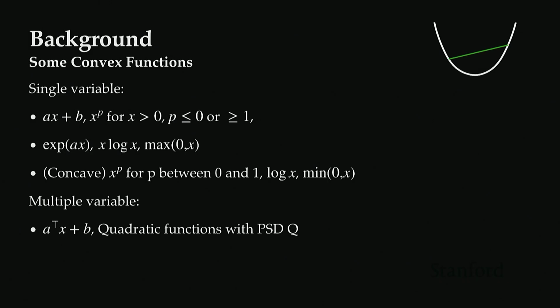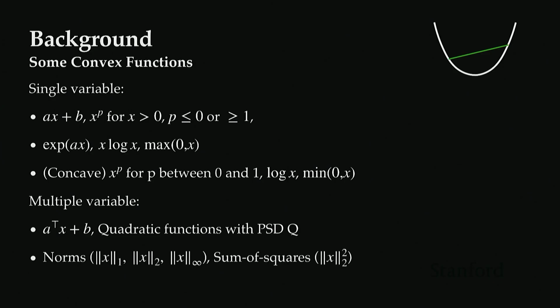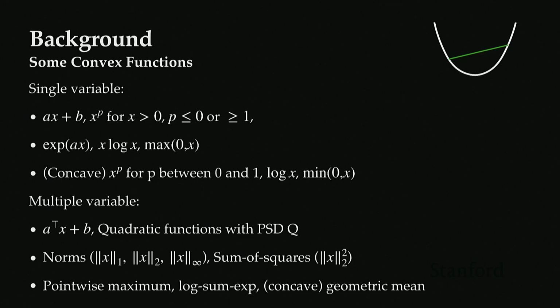For multiple variables, things that end up being convex include, again, affine functions of multiple variables, quadratic functions with positive semi-definite Q. If you have negative semi-definite Q, then those functions will be concave. Things like norms, so all norms, sum of squares, and pointwise maximums, log sum exp, and then you have things like geometric mean being concave. So a lot of things end up being convex that you can immediately plug into a convex solver and get the right answer for.